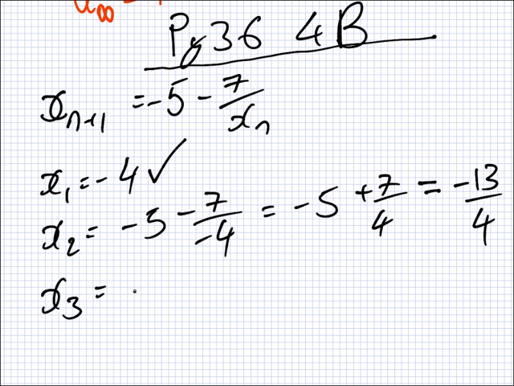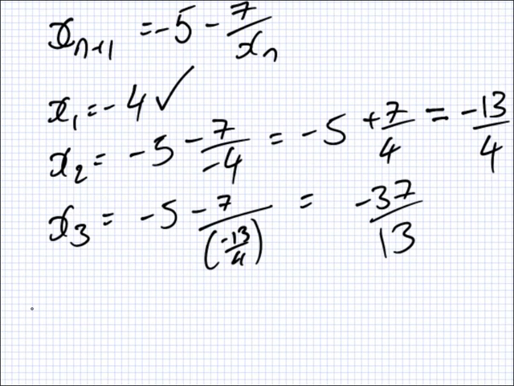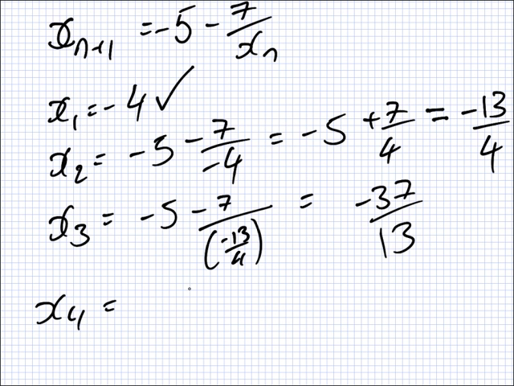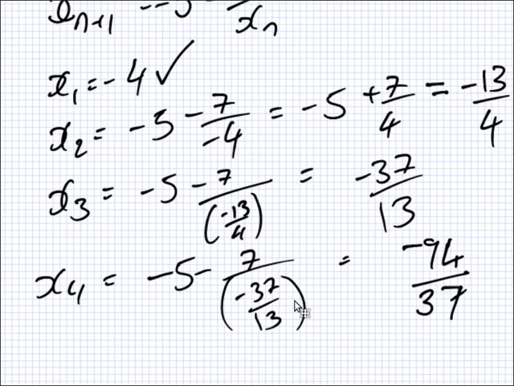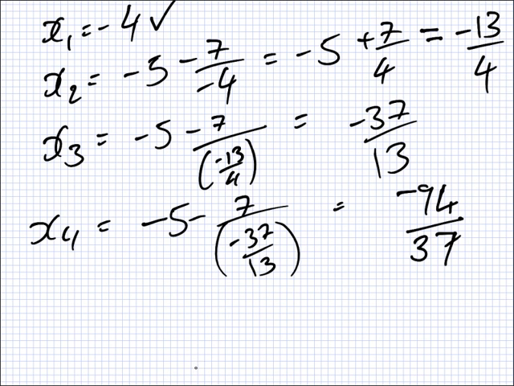x3 will be minus 5 minus 7 over minus 13 over 4, which is minus 37 over 13. Yeah. And then x4, you have the next one, what is it? Well, let me write it down. It's minus 5 minus 7 over minus 37 over 13. And what do you get? Minus 94 over 37. Yes, 94. Okay. And then it continues like this, doesn't it? Yeah.